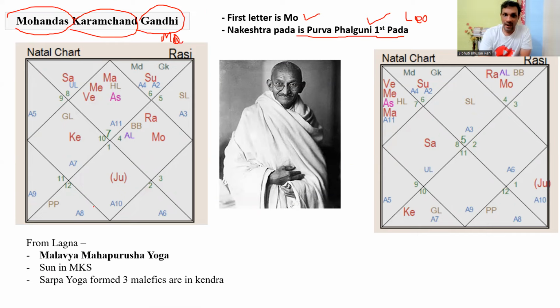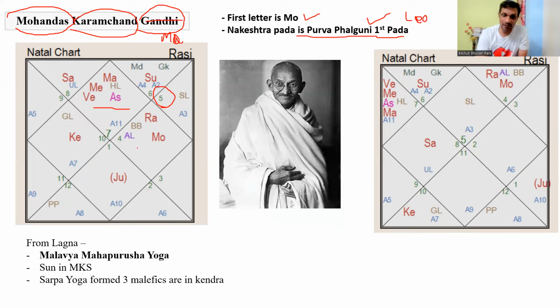So first see how the Leo sign is placed from Lagna. Mahatma Gandhi's Lagna is Libra ascendant, and Leo is placed in the 11th house from Lagna. So it is not a Kendra house or a Kona house, but you can say it is an Upachaya house. I mean to say the Kendra houses from Lagna are the best, then the Kona houses, and the worst houses from Lagna are the Dusthana houses.